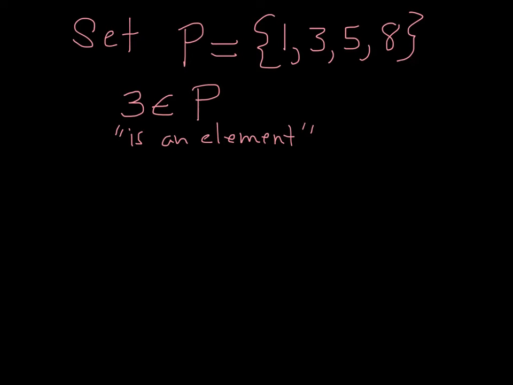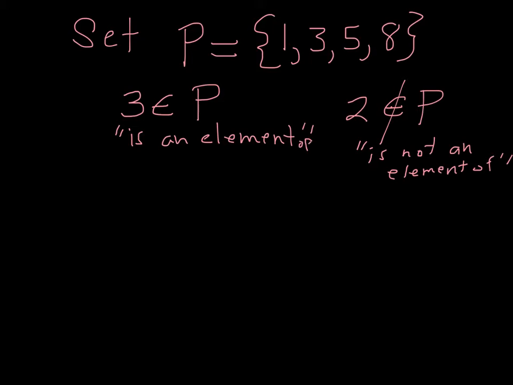And sometimes I want to say that an object is not in this set. In this case, I notice that the number 2 is missing from set P. So I may want to say 2 is not an element. So this says 2 is an element, and I put a line through it which shows that 2 is not. Actually, I don't like the way that looks, so let's try this again. So 2 is not an element of set P. And that just means 2 is not in that set.